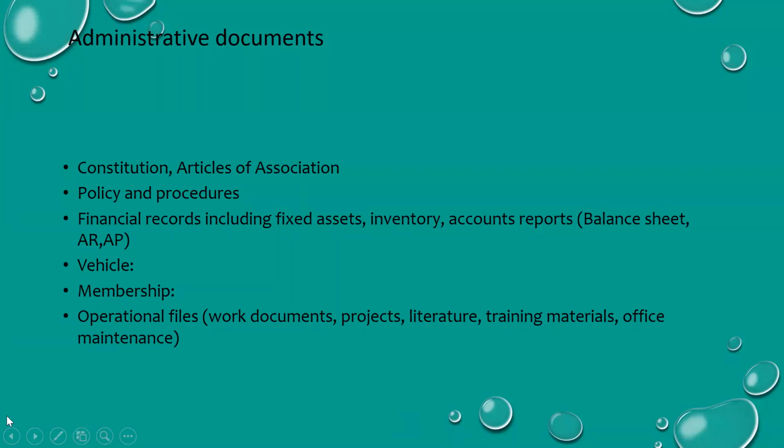Some of the documents that are actually produced in an administrative system are here. And we would be familiar with some of these in other types of associations and jobs: constitution, articles of association, etc., policy and procedures, financial records, and the whole gamut of financial records, your assets that you have, including vehicles and property and things like that. And of course, in organizations that have members like cooperatives and associations, the membership records. And then you have the whole idea of operational files that include work documents, things like that. Yes. So those are all in terms of administrative documents.